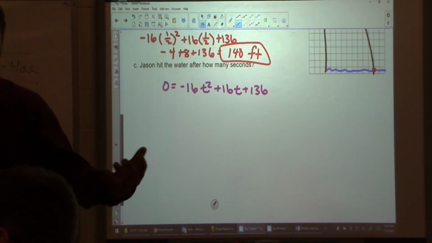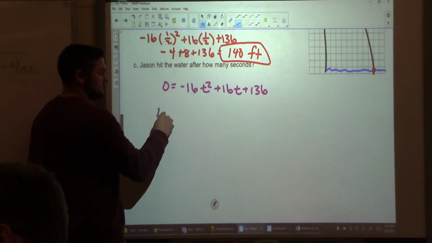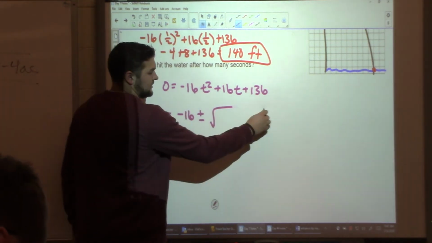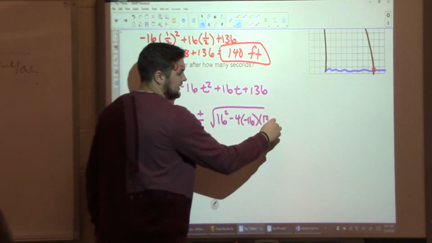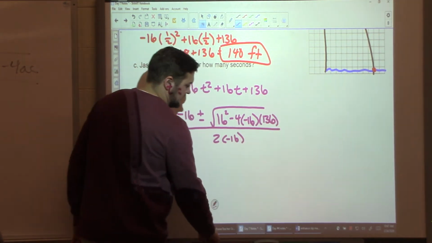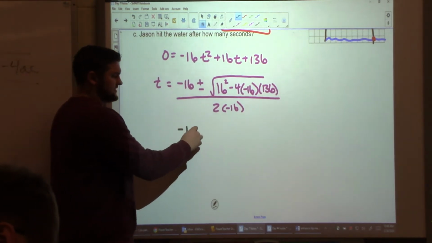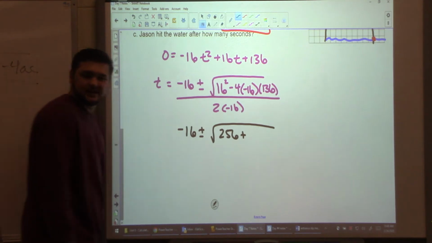So, let's use our quadratic formula. Let's solve this. There's a quadratic. So t, or x, equals negative b plus or minus the square root of b squared minus 4ac, all over 2a. Once you have it set up, guys, it's all just about doing the math, the actual calculation. Setting up is the hardest part. I get negative 16 plus or minus the square root of 256 plus, what would that come out to on the other side?